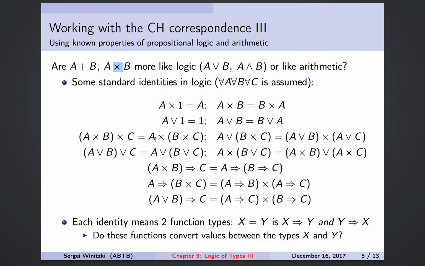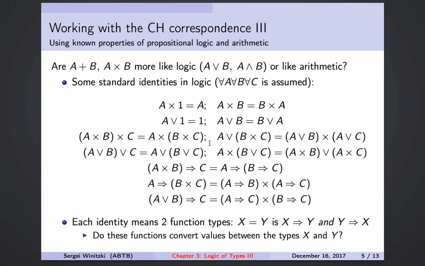There are some identities like this: associativity of conjunction, associativity of disjunction, distributivity of conjunction, distributivity of disjunction, and then some other properties that have to do with implication. These are all theorems in logic. This you can prove, and the equal sign here can be read as double implication. So from x follows y, and from y follows x also. That is what the equal sign means in logic.